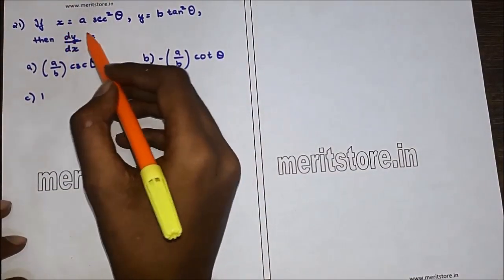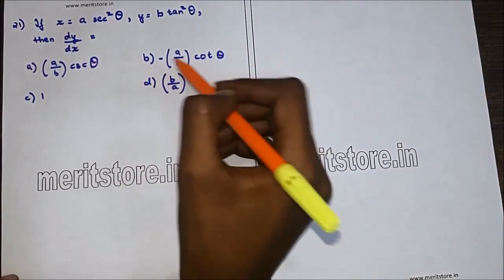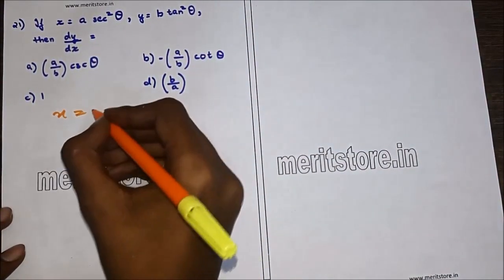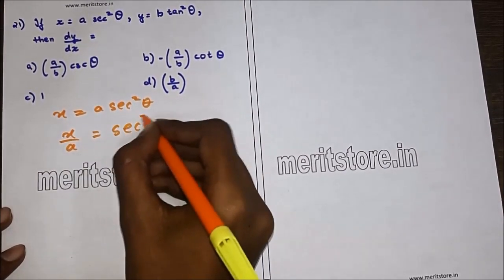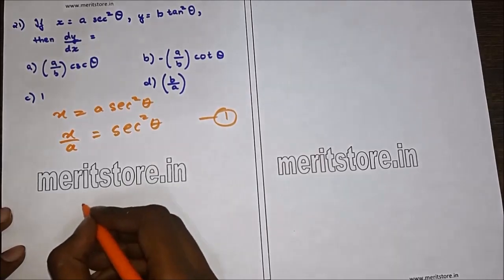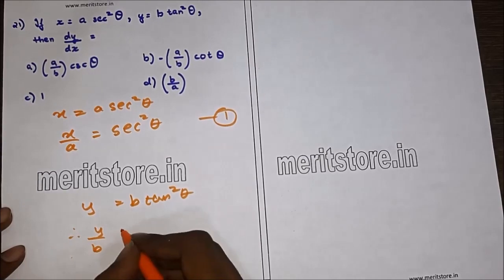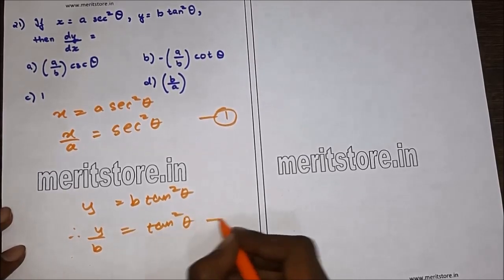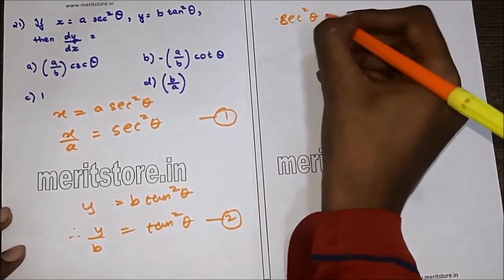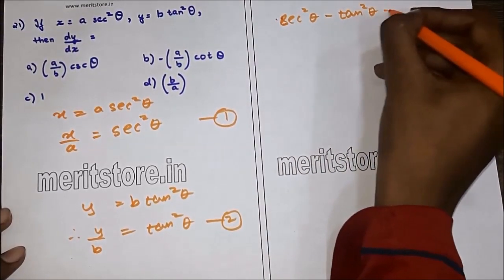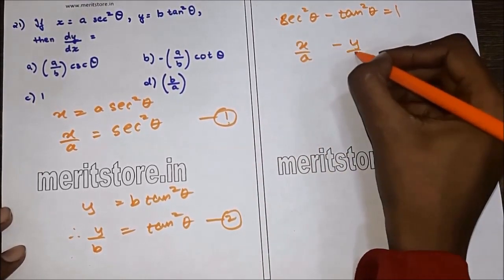If x is a sec square theta, y is b tan square theta, then the value of dy by dx is, these are the options. So first x is a sec square theta, so therefore x by a is sec square theta. Let this be equation 1. Similarly y is b tan square theta, so therefore y by b is tan square theta. Let this be equation 2. Now we know that sec square theta minus tan square theta is 1. So from 1 and 2 we can say x by a minus y by b is 1.